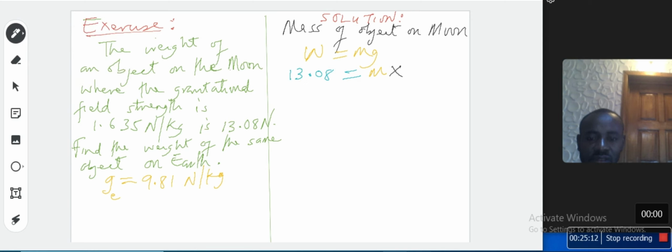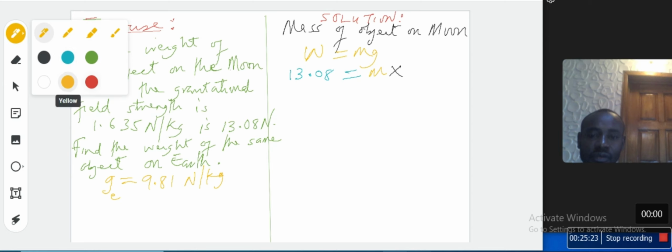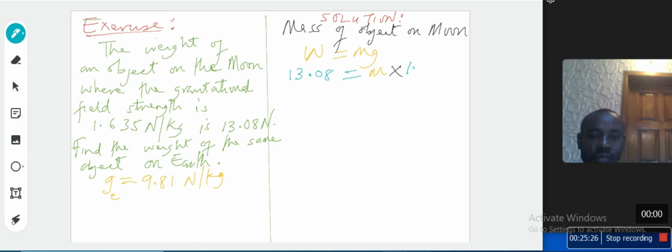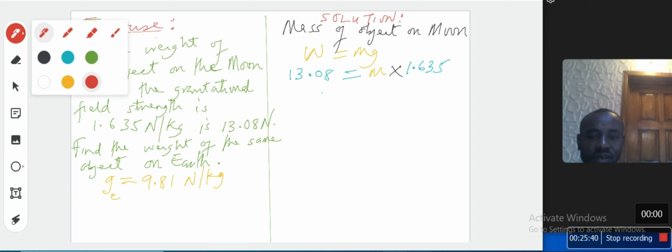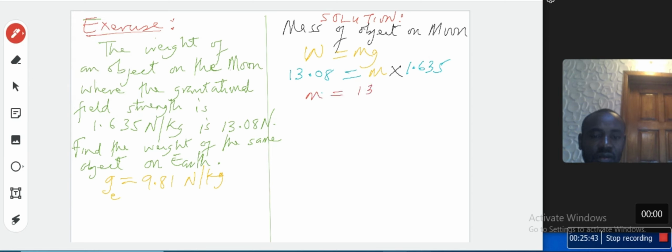What's g? It's g on the moon, because the weight I stated is the weight on the moon. 1.635. So how do we find M? It's like saying 13.08 divided by 1.635. Excellent. So M is 13.08 divided by 1.635. Is that the answer? That's the mass. We're just looking for the mass. What's the mass now?